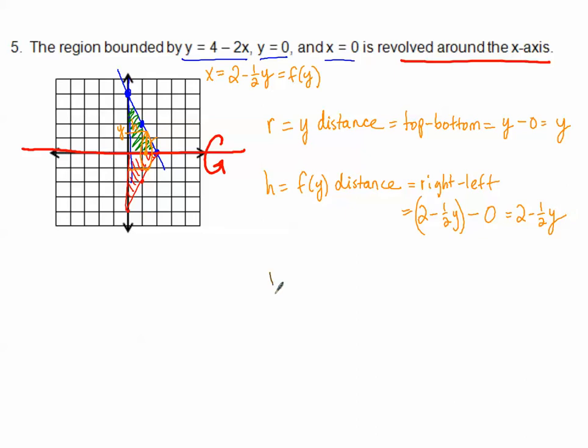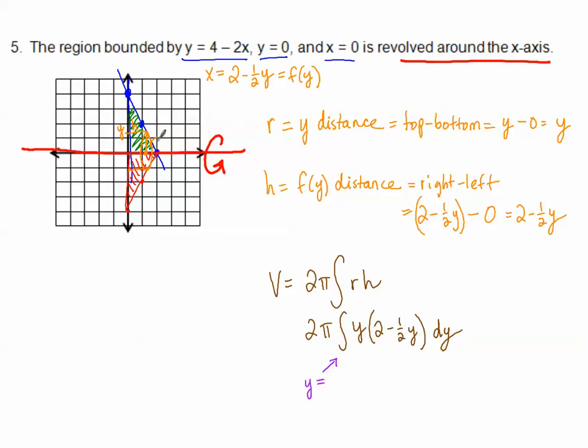Then we put it into our volume. 2 pi integral of r h. r is y, and h is 2 minus 1/2 y, with respect to y. And now we do our limits. Our limits are what y equals because we're using y. So looking at my shaded region, y goes from 0 up to 4. So our limits go 0 up to 4. Got it?